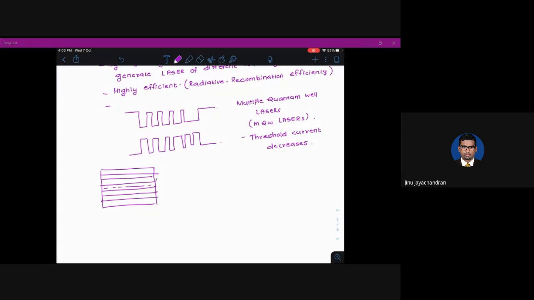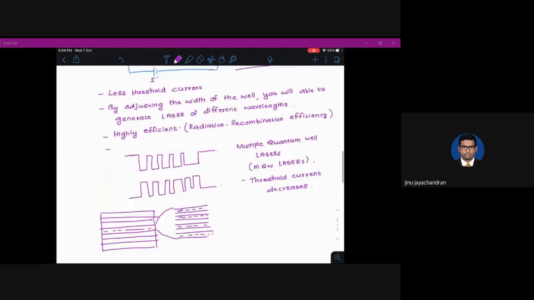Okay. So if you project this in multiple quantum well lasers, you can see that there are multiple active layers. This is just for your information only. Don't worry too much about multiple quantum well lasers. When you project the active layer of a multiple quantum well laser, you can see that there are multiple active regions because of each of the quantum wells. Fine. So these are some of the semiconductor lasers.